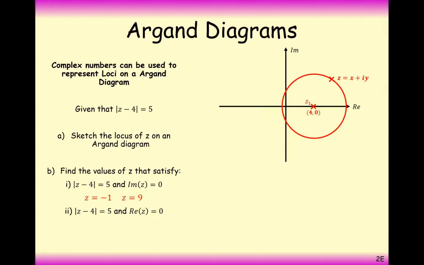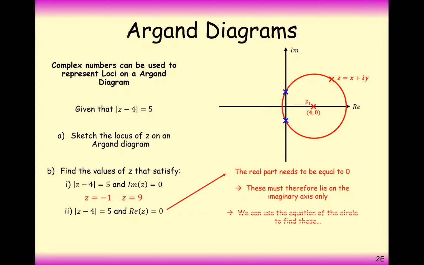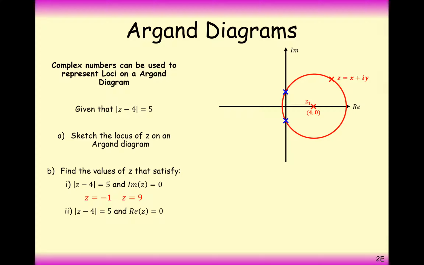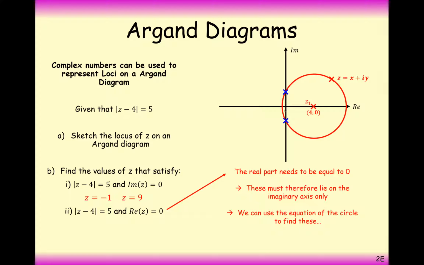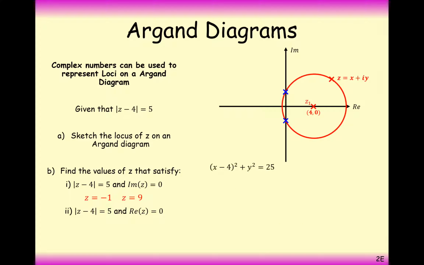Now, when the real part's equal to 0, that effectively means it's a purely imaginary number. So we're going to get these two coordinates here. Now, how might we find out those coordinates? Well, we know the distance is 5 along here. We know that the distance along here is going to be 4. So you could think of this as a kind of Pythagoras-based problem.